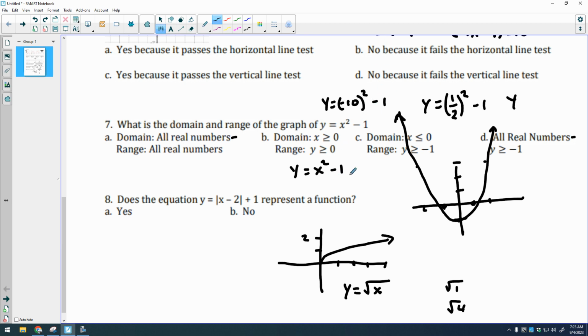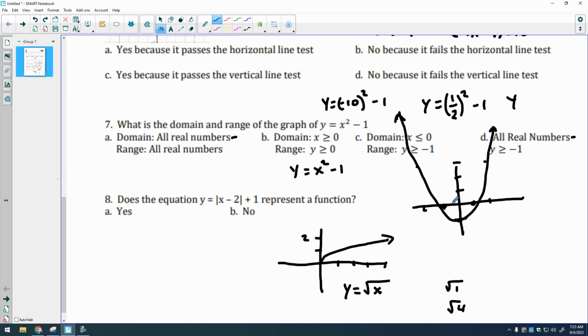So let's think about, what if I plugged in 0? When I plug in 0, 0 squared is 0, minus 1 is a negative 1. Negative 1 is right here on my graph. When x is 0, y is a negative 1. So that's technically the smallest I can plug in. If I start plugging in positive numbers now, my graph turns and goes right back up.